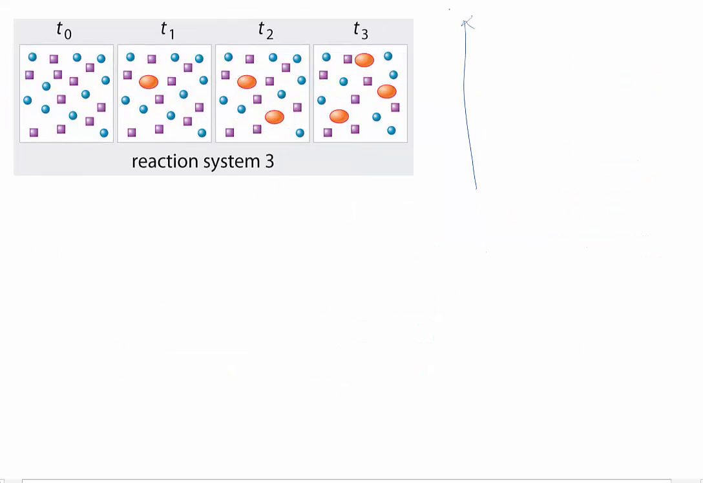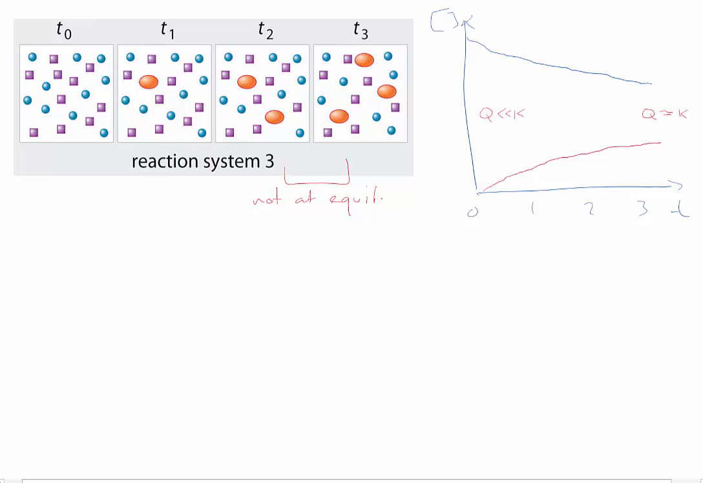In reaction system 3, we have, again, different numbers of products and reactants. In this case, it's a very slow reaction. The decrease in reactants over time is very slow, and the increase in products over time is very slow. Q is almost equal to K at equilibrium, but initially very, very slow. And this system doesn't reach equilibrium either, because you can see that there's a difference between T2 and T3.